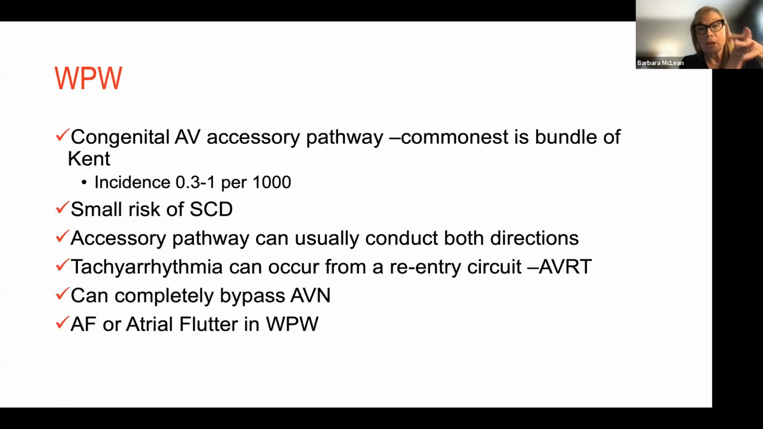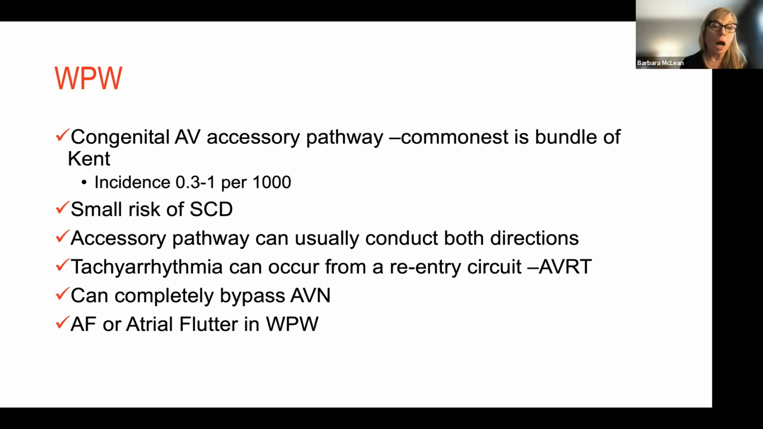Okay. Want to talk about WPW? I think that's probably going to be as far as we're going to be able to get today. And then our next time, we're going to really talk about VTAC and polymorphic VTAC, and by the way, torsade de pointes. So I really do think it's important for us to at least have a basic understanding of WPW.